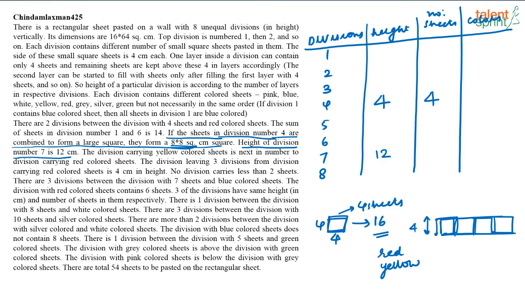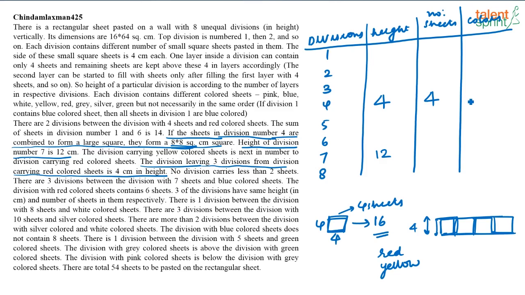So where can the red colored sheet be? Can I place the red colored sheet, let us say, in 5? I can't place the red colored sheet here, because if I place red here, I have to leave 3 divisions, and after that the next one, they are saying, is the one which has 4 centimeter height. The division leaving 3 divisions from the division carrying red colored sheet is 4 centimeters in height. So can red come here? No. So red cannot be here.